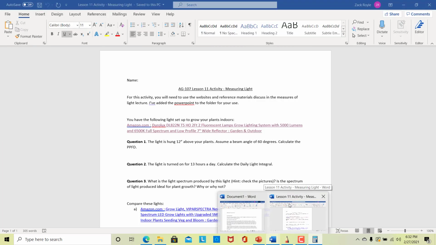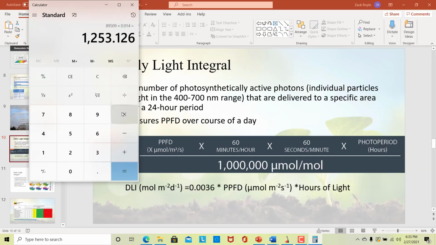So your light's turned on 13 hours a day. So you would have 13 hours of light, and you multiply that by 13. And then you multiply it by this value right here, 0.0036. And that's just in order to change the units, because PPFD is in micromoles and daily light integral is in moles. So essentially, it's just an extra conversion factor that you have to multiply by. So you do PPFD by the number of hours of light in your day, and then you multiply it by 0.0036, and that gives you your daily light integral value.